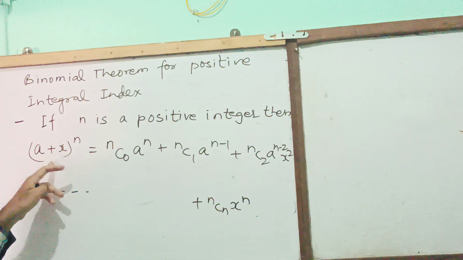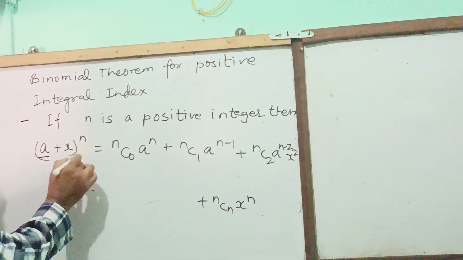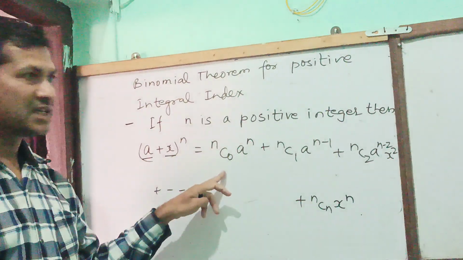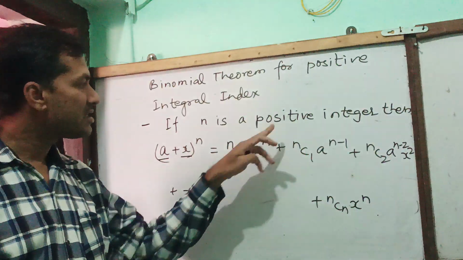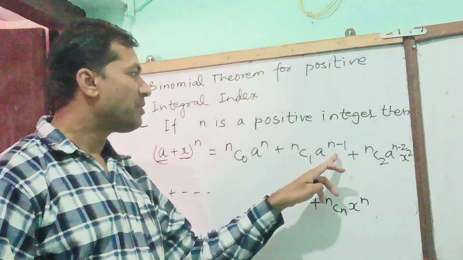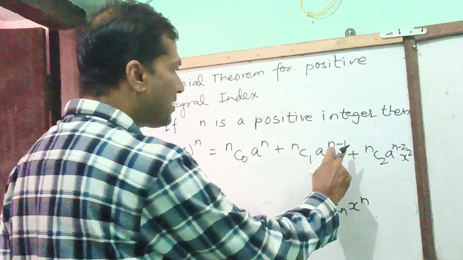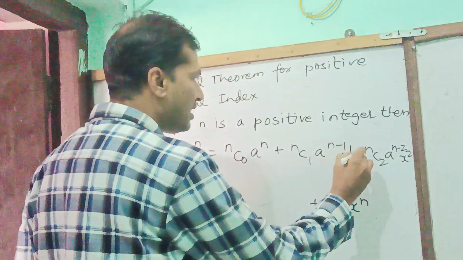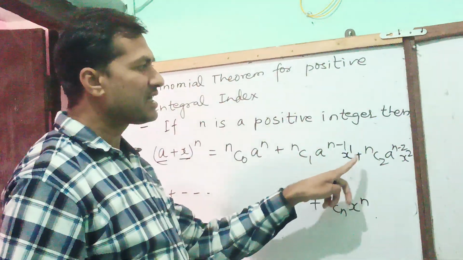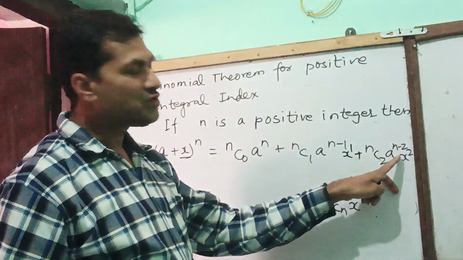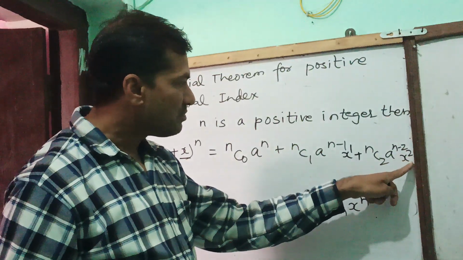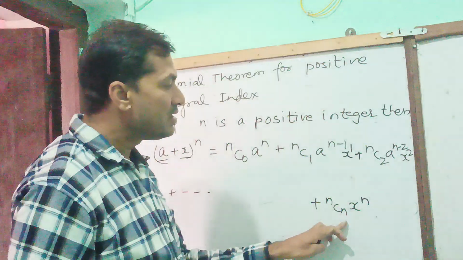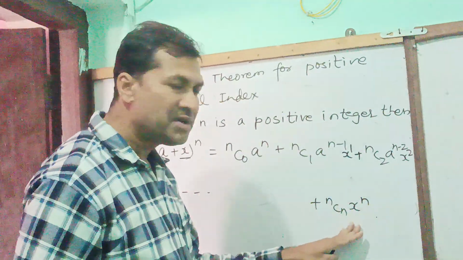Okay, so a plus x means how many terms? Two terms, a and x. This expansion goes like this: nC0 a to the power n. Second term, nC1 a to the power n minus 1, which means the power of a decreases by 1, and x to the power 1. Third term is nC2 a to the power n minus 2 x to the power 2, and so on it carries. The last term will be nCn x to the power n and a to the power 0.